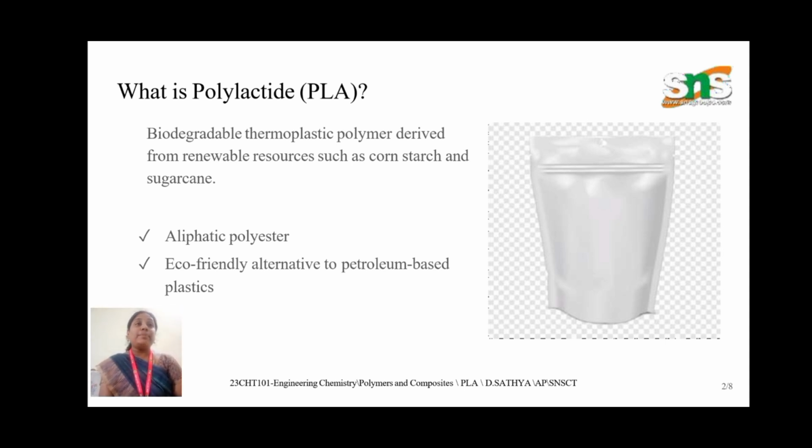It's a biodegradable and bio-based polymer derived from renewable sources such as starch and sugarcane. This is the starting material of polylactide. It's produced through the polymerization of lactic acid, which is obtained by the fermentation of sugars. PLA has gained significant attention because it offers an environmentally friendly alternative to conventional petroleum-based plastics. It possesses good mechanical strength, transparency and processability.